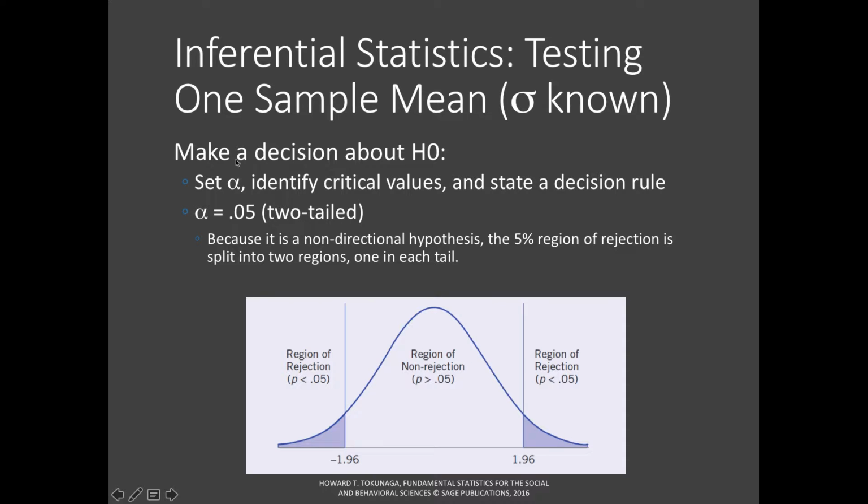So we make a decision about the null hypothesis. We set an alpha level. We're always going to use the alpha level of 0.05. So you don't really have to think about this, you just have to put 0.05.